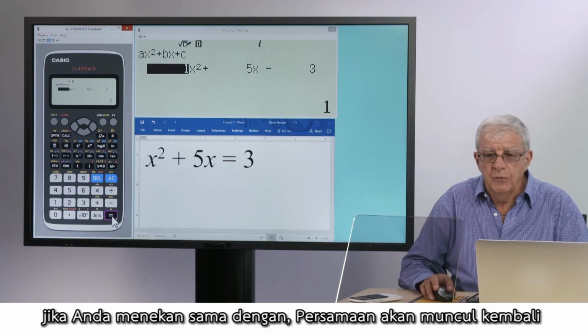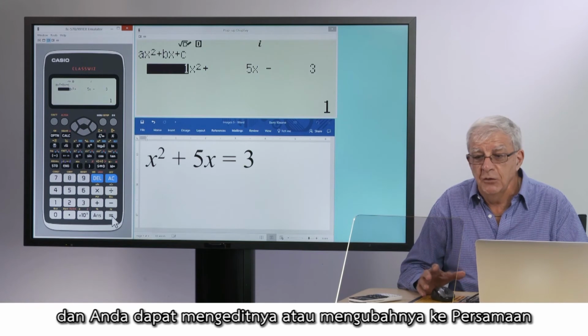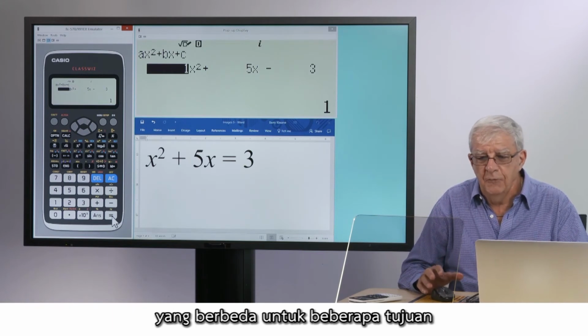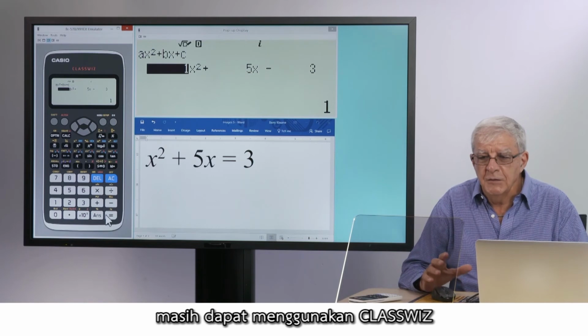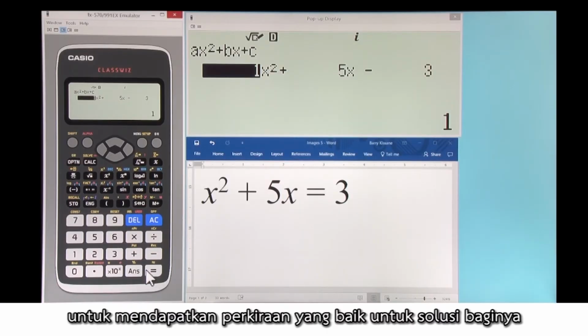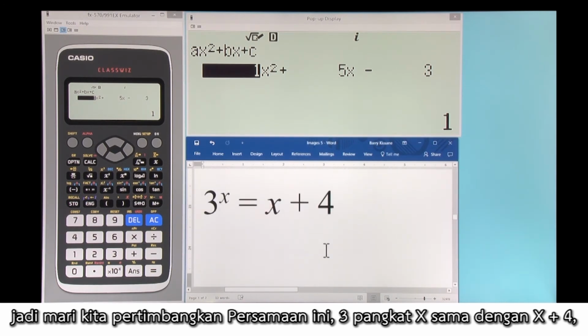If you tap equals, the equation will reappear again, and you can edit it or change it to a different equation for some purpose. Finally, some equations are neither linear nor polynomial, but you can still use ClassWiz to get good approximations for solutions to them. So let's consider this equation here. 3 to the power x is equal to x add 4.